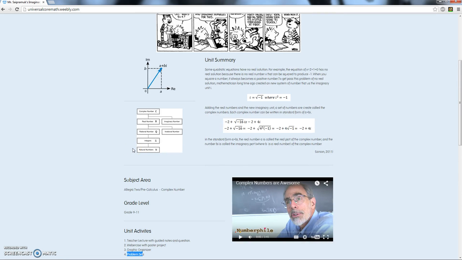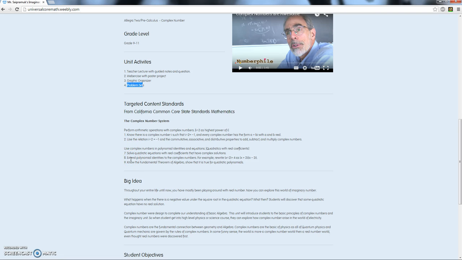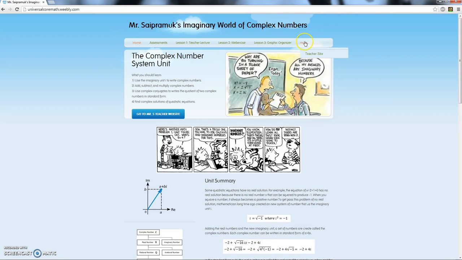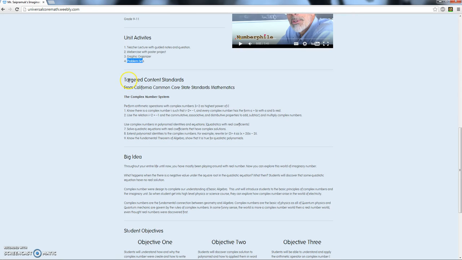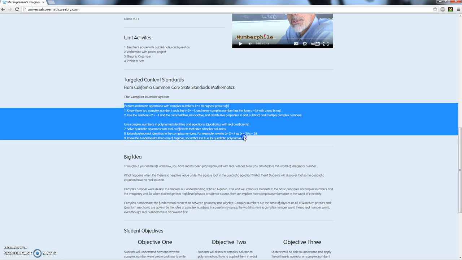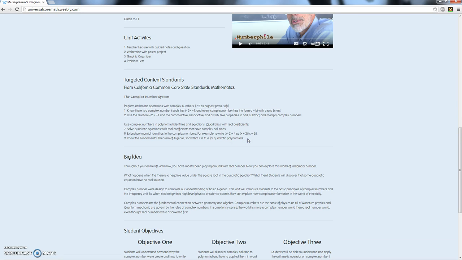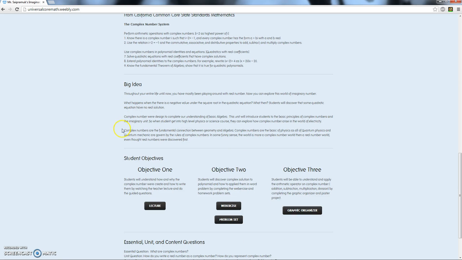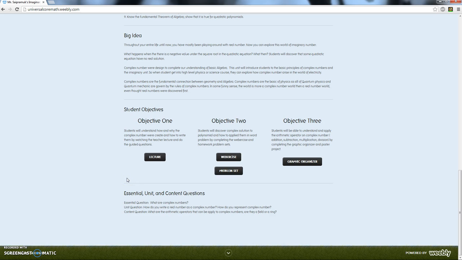The problem sets will be given as homework for the students, and can also be located in the unit resource links here. On the bottom you have some content standards, but mathematics builds on top of each other, so a lot of the previous standards will carry over here. Here you have the big idea of what the complex number system is. I think the 3 biggest objectives here for students are that students will be able to understand how and why complex numbers are created.